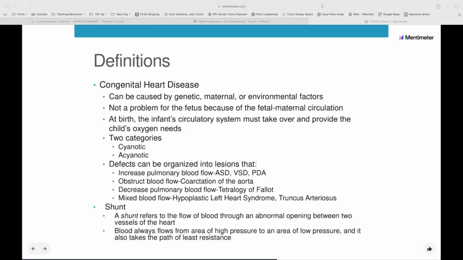Then we have ones where the blood just gets all mixed up together. So we've got unoxygenated and oxygenated blood all mixing together, and we tend to stay pink defects, but hypoplastic left heart syndrome and truncus arteriosus. So you've got that heavy mixing of oxygenated and deoxygenated blood there.